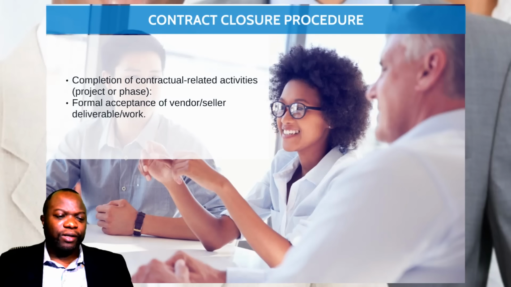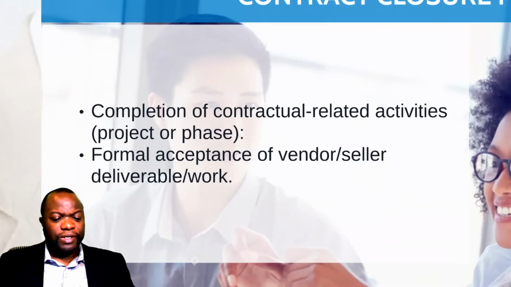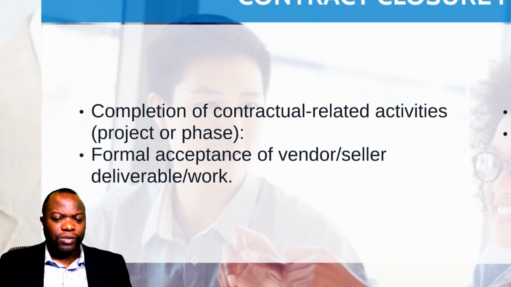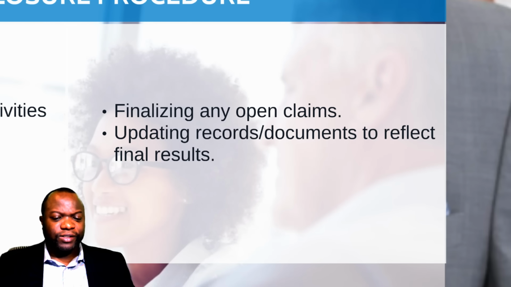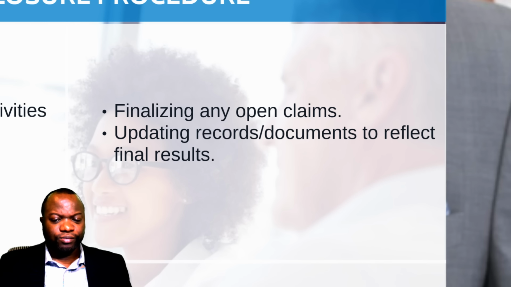So contract closure procedure. And what does this deal with? As you can see on the screen, completion of contractual related activities for the project or phase, formal acceptance of vendor or seller deliverable or work. That also needs to be under the microscope. Now, in addition to this, in closing out the contract, you want to make sure you finalize any open claims. You want to make sure that you've updated records and documents to reflect any final results.